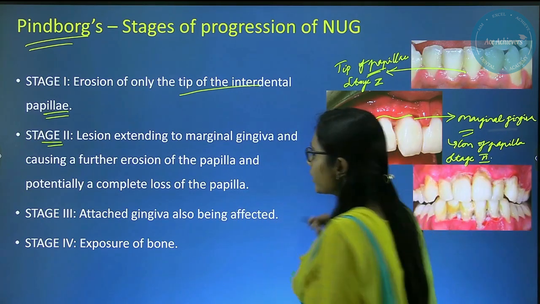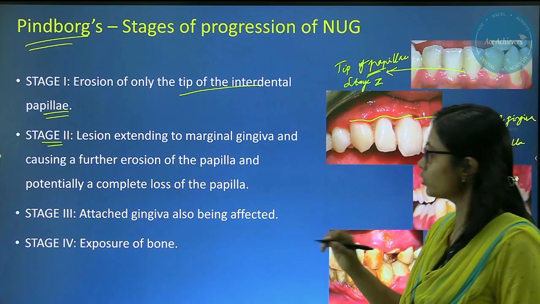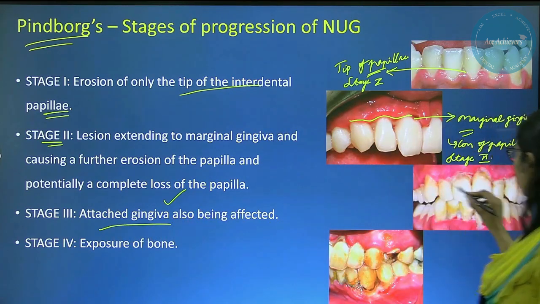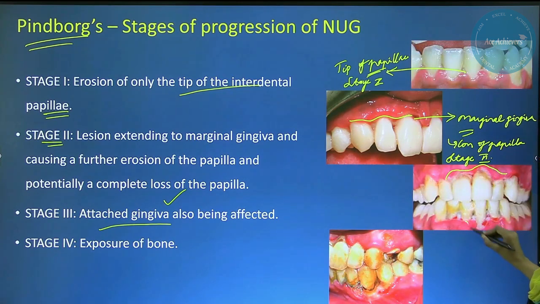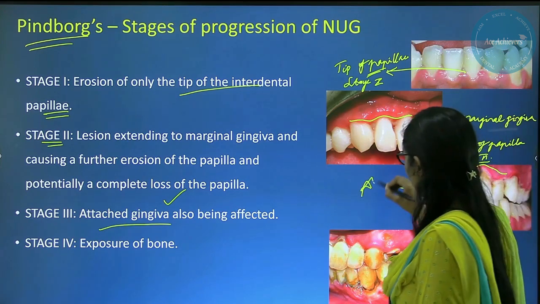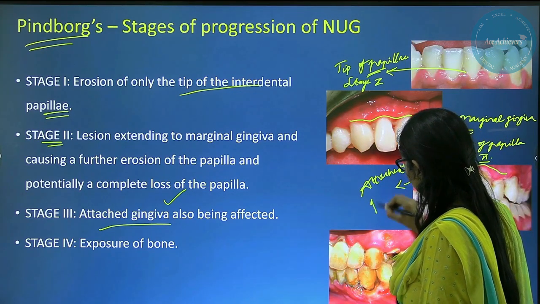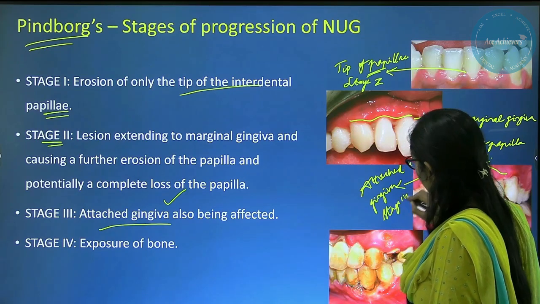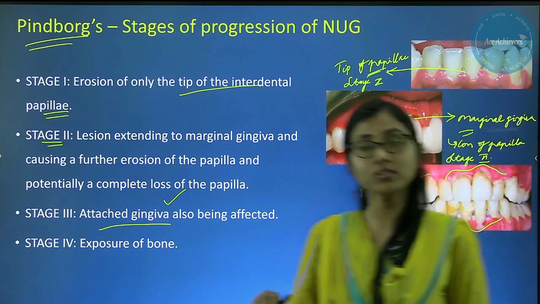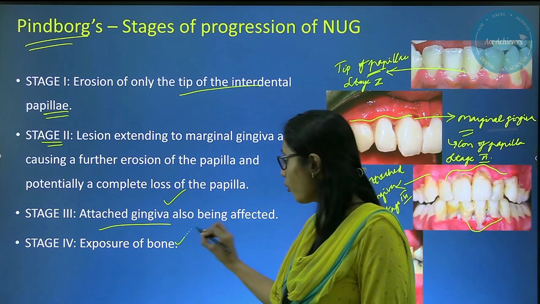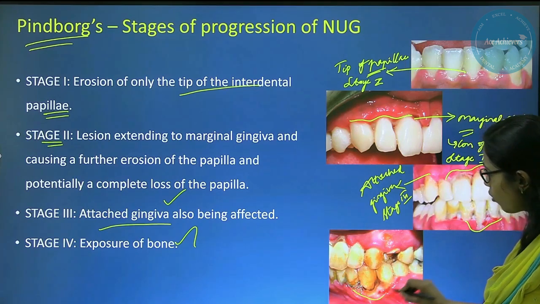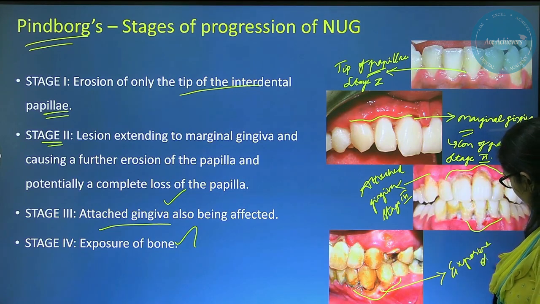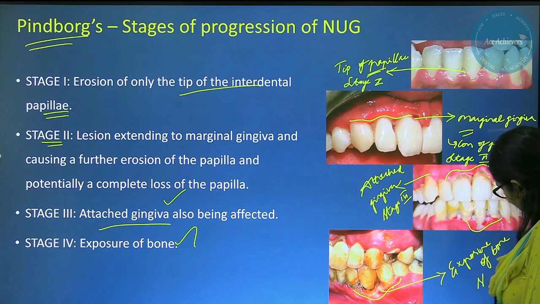Now, what is stage 3? If the lesion extends to the attached gingiva, it is called stage 3. Here we can see that it is almost extending to the attached gingiva. Now, what is stage 4? If it involves the underlying bone also, if it exposes the bone, it is called stage 4. You can see that the bone has also been exposed here.